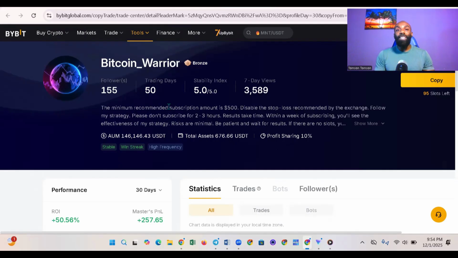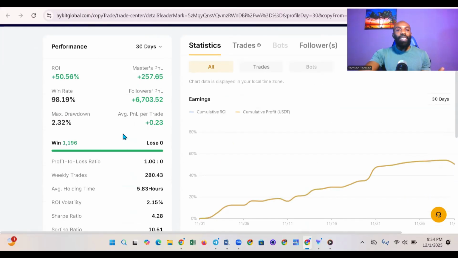You have to make sure that the person is not just on this platform for 10 days or 5 days and you start copying that person. The person must have stayed on the platform for 30 days or more than 30 days, okay? With that, you'll be able to judge if the person is good in trading or not, okay? Now, when you scroll down, you're going to be seeing his statistics.